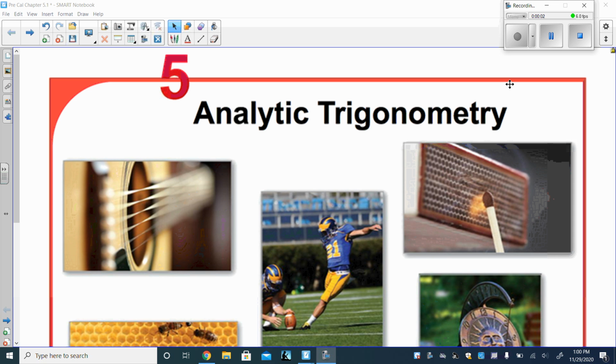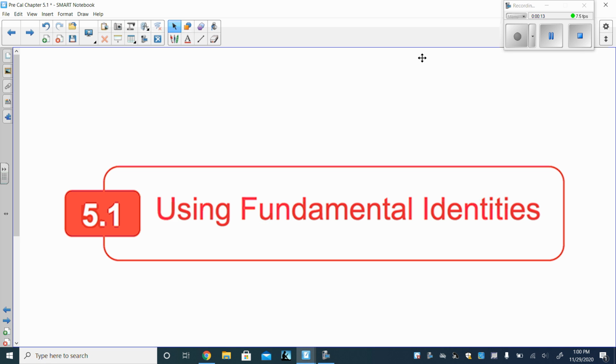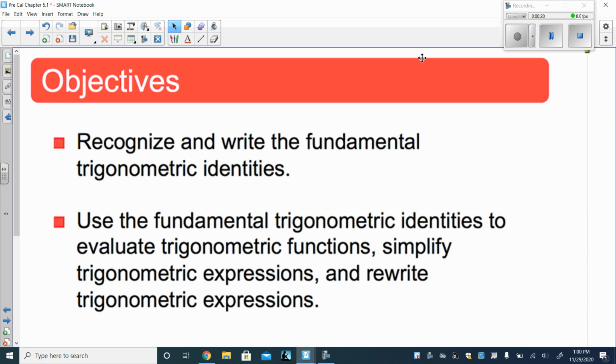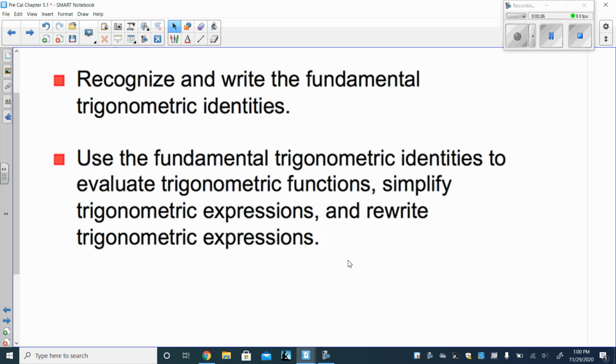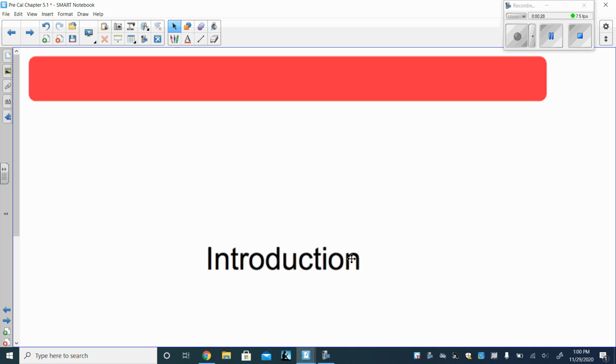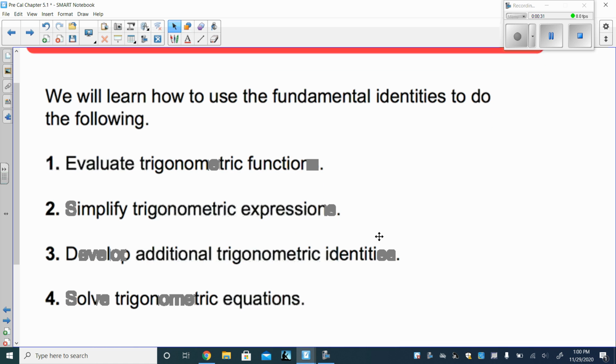All right, guys, so what we're starting today is Chapter 5, Precalculus Chapter 5.1, Analytic Trigonometry. What we're going to be starting out with first is utilizing some of the fundamental identities. We've looked at some of these before, and we're going to look at some more here. So rewriting fundamental identities, write and evaluate functions, simplify and rewrite trigonometric expressions. Reduction. So we want to evaluate, simplify, develop, and solve.